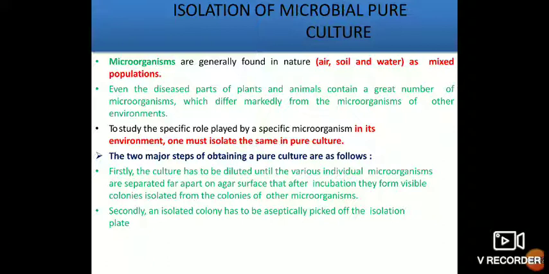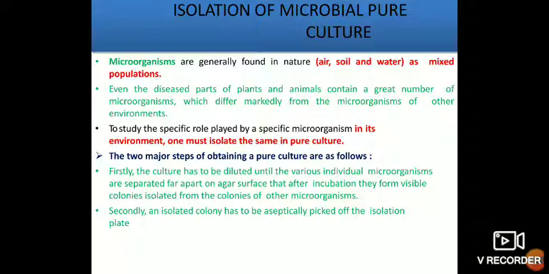To study the specific role played by a microorganism in its environment, one must isolate it in pure culture. So if you want to study a microorganism, you need to isolate it in pure form. Again I will tell you, you cannot give a contaminated microorganism for the study. So there are two major steps of obtaining a pure culture, as described here.